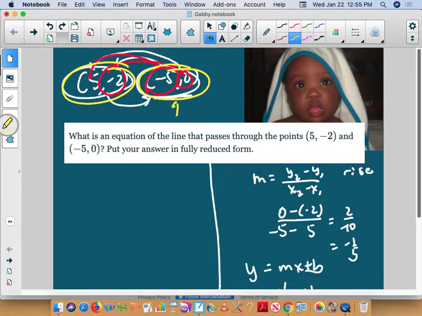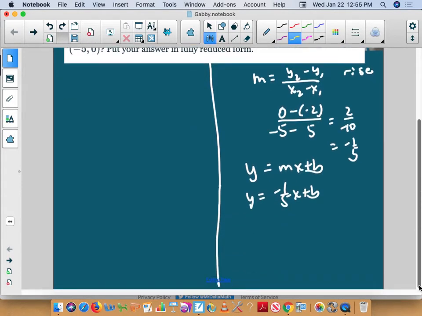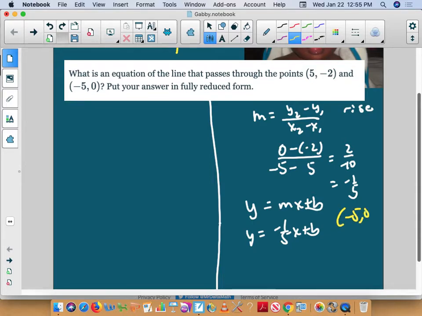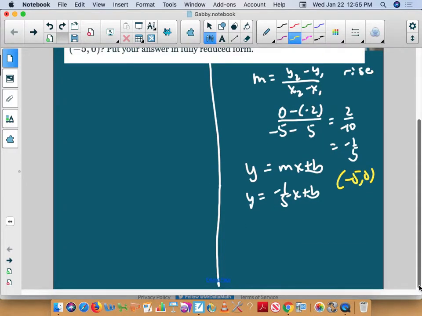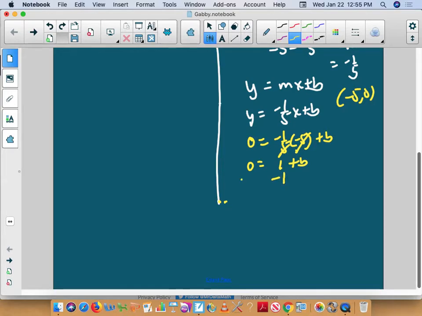This one? All right, so Margot picked negative 5, 0. So I'll write it down here. Margot picked negative 5, 0. What's she going to put in for y? Which one is y? 0 equals negative 1/5. What's x? Negative 5 plus b. So we would have 0 equals, what happens to your 5s? They cancel. And what's a negative 1 times a negative 1? That would be 1 plus b. All right, now I've got to solve for b, so I'm going to subtract 1. I get negative 1 equals b.